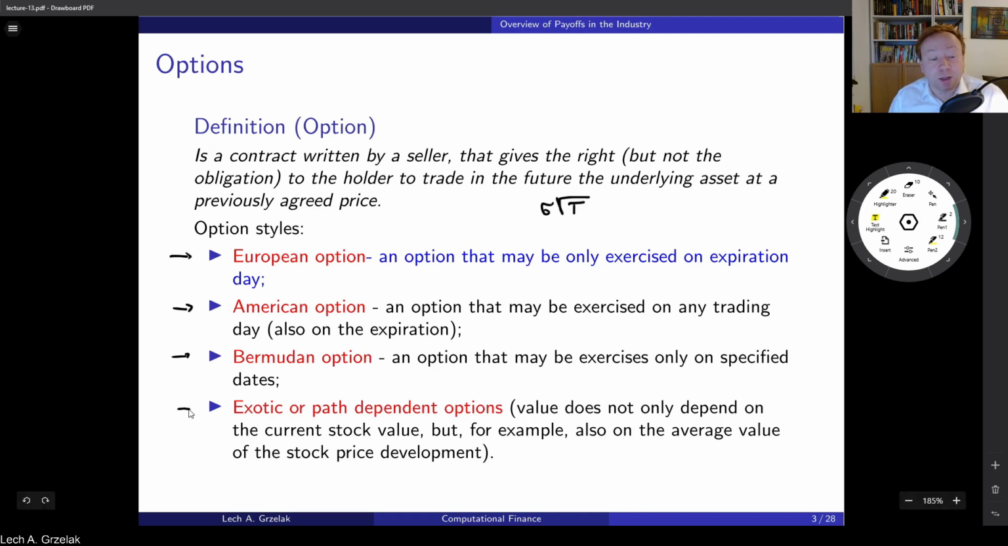And then we have another class, which could also be a combination of all of them. This is exotic or path-dependent options, where the option does not depend only on the value of a stock, but could also depend on the whole history of a stock. So it could also be an average of stocks.